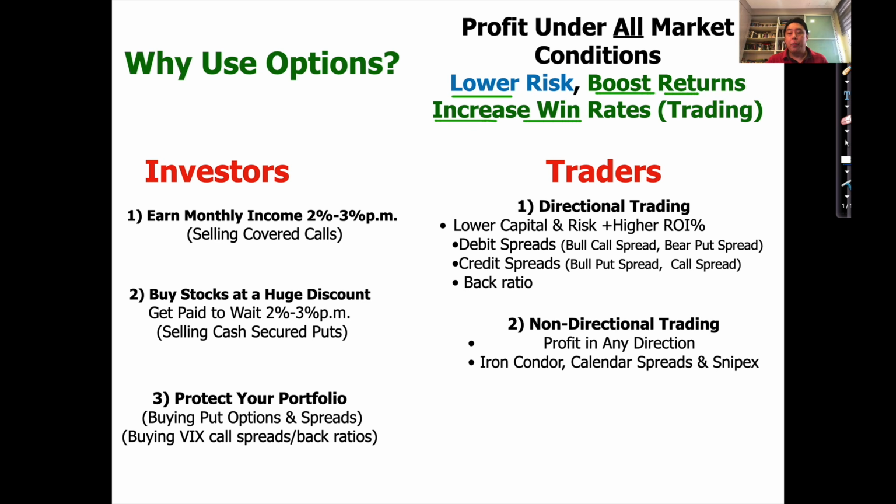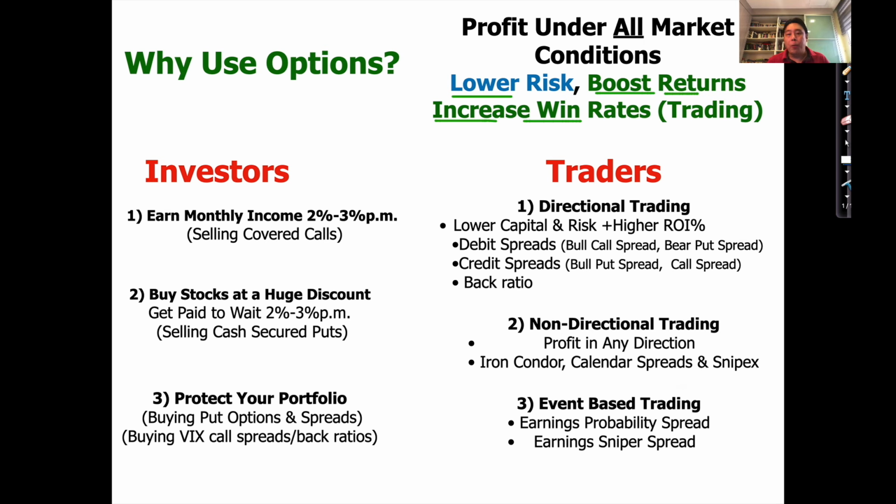Next, we can also use options for non-directional trading. So non-directional trading means you have no idea where the market's going to go. You've got no idea, is the stock going to go up, going to go down? I've got no idea. And we call that non-directional trading, where you profit regardless of the direction. Pretty cool? So we use strategies like the Iron Condor, the Calendar Spread, and the Snipex, where we profit even if the stock or the market goes sideways, goes nowhere, or goes in circles.